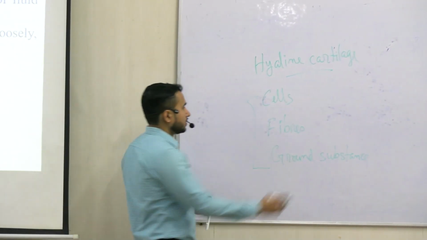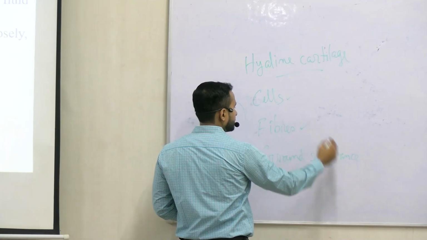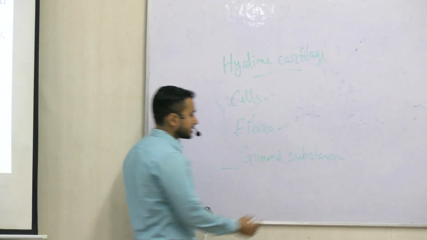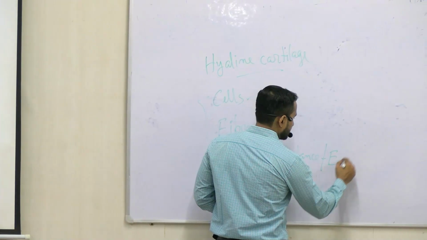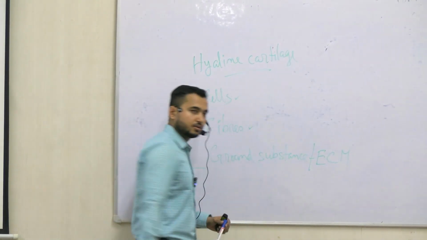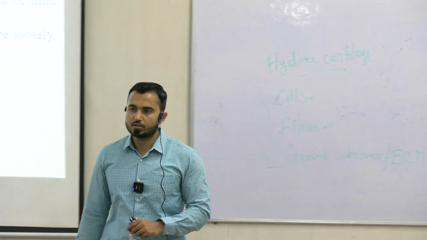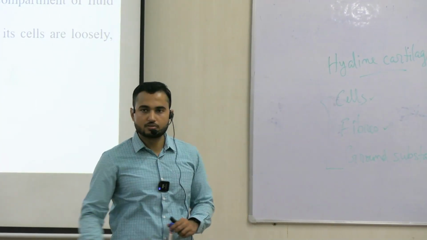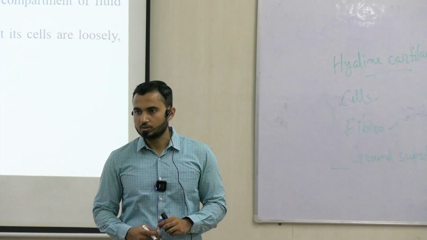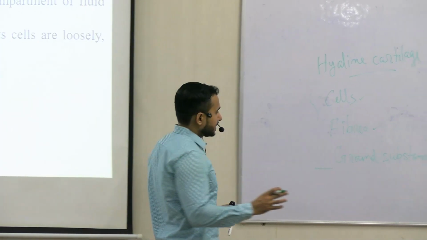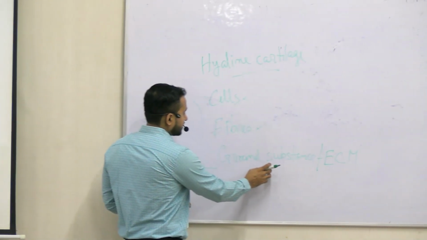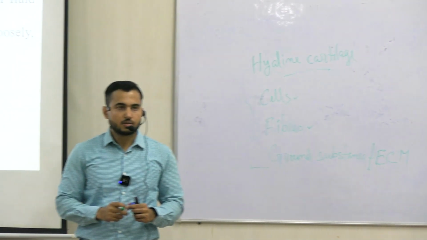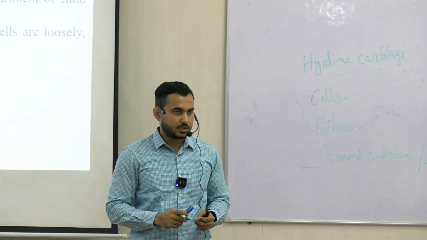So what are the different types of cells? What are the different types of fibers? And what is the ground substance? Also, it is called as ECM. Anyone? Full form? Extracellular matrix. In some book it is written ECM, in some book it is written ground substance. Don't get confused, same thing. So, what exactly is present in the ground substance? What are the different types of fibers and cells? That is important. After that only you will understand the structure of cartilage.